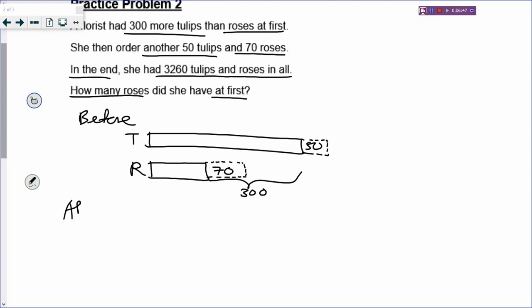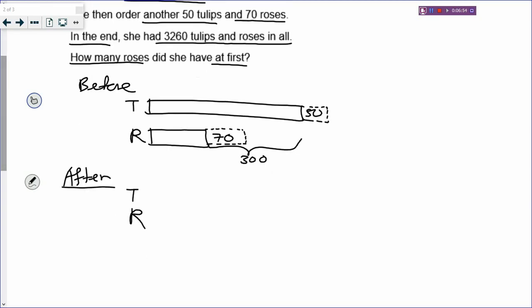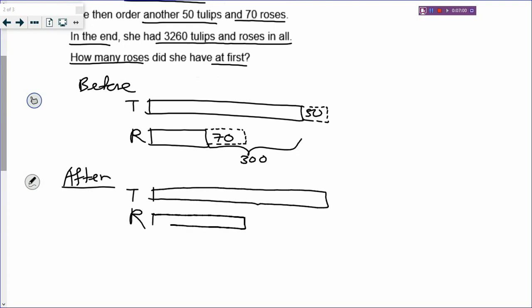Okay, now, then you have the after. So how do you draw the after? So you just make the tulips longer now, right? The rectangle has now become longer, and the roses has also become longer, okay? And in the end, she had 3,260 roses and tulips altogether in the end. So how many roses did she have at first, which is the question mark here? Okay, and your model is done.